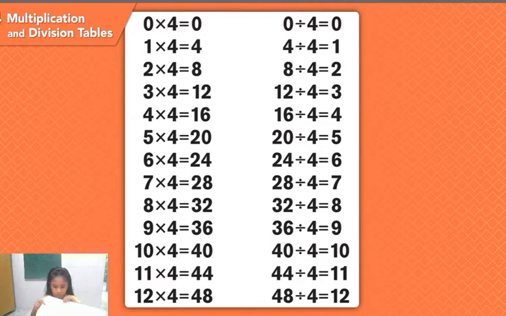6 times 4 equals 24. 7 times 4 equals 28. 8 times 4 equals 32. 9 times 4 equals 36. 10 times 4 equals 40. 11 times 4 equals 44. 12 times 4 equals 48.